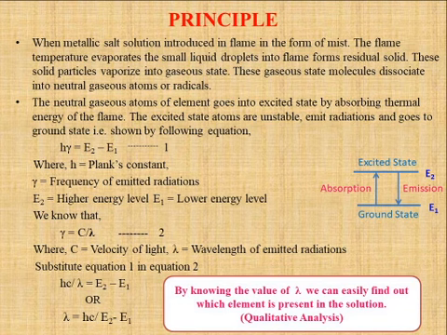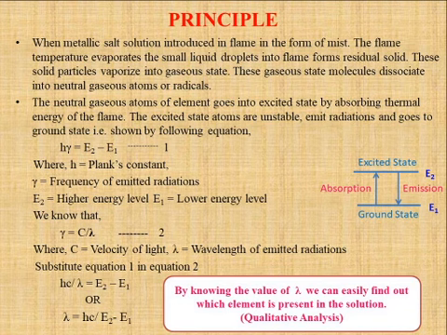The flame temperature evaporates the small liquid droplets in the flame to form residual solid. Very small droplets are there, like fog. When that fog evaporates, there is formation of minute residual solid particles, and these solid particles vaporize into the gaseous state. These gaseous state molecules dissociate into neutral gaseous atoms, or sometimes radicals, due to thermal energy.